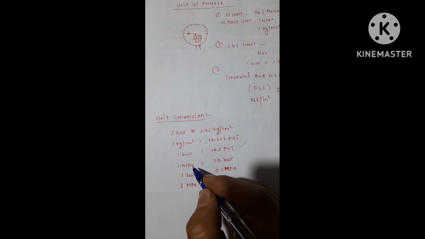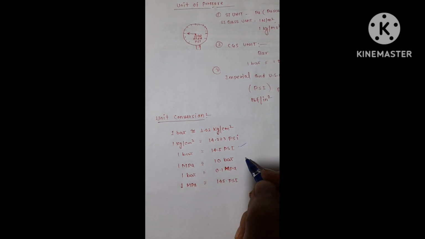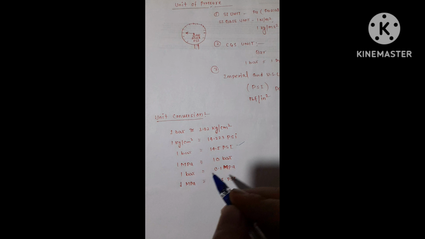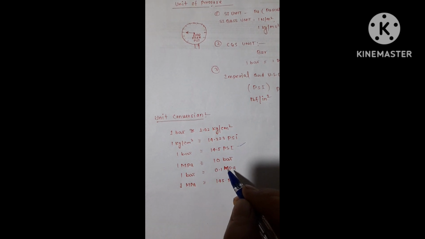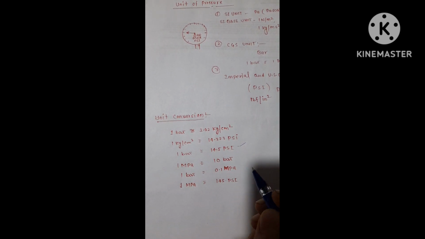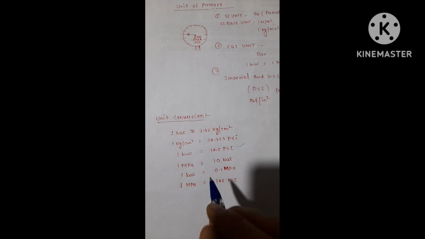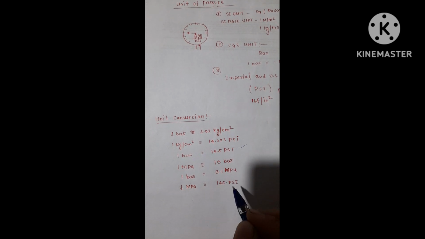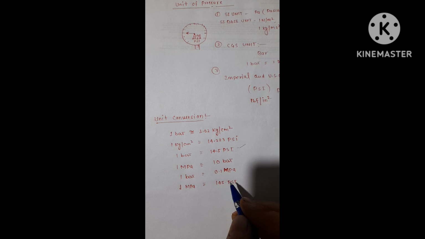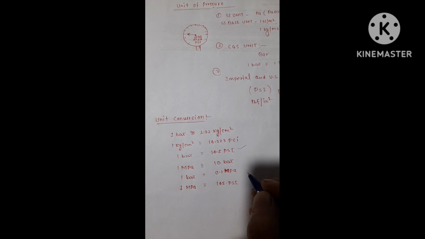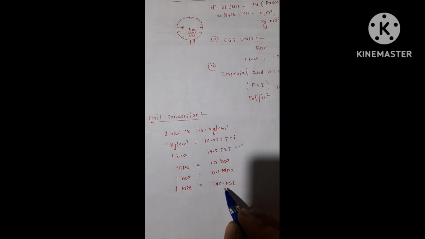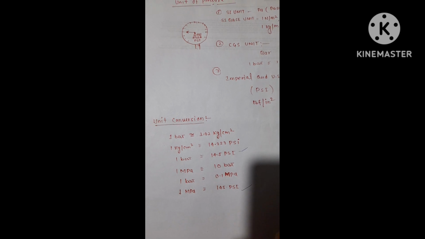Another one: 1 MPa is equal to 10 bar, and 1 bar is equal to 0.1 MPa, and 1 MPa is equal to approximately 145 psi. This one.